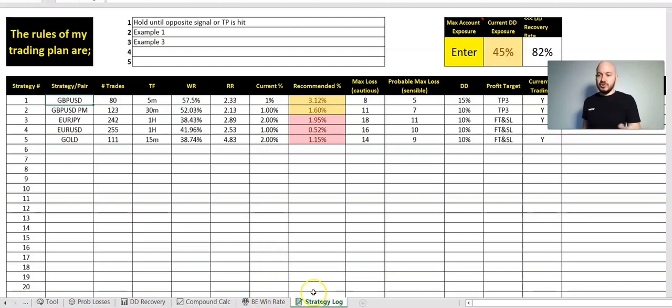So if I start with strategy log, this is where you would, using either our hard-coded settings or our own spreadsheet in Discord, drop your desired strategies in here just so you can see the numbers. The data from here doesn't have to be used or pulled through in the other tabs, but it's just handy to have all of your data all in one place if that's how you choose to do it.